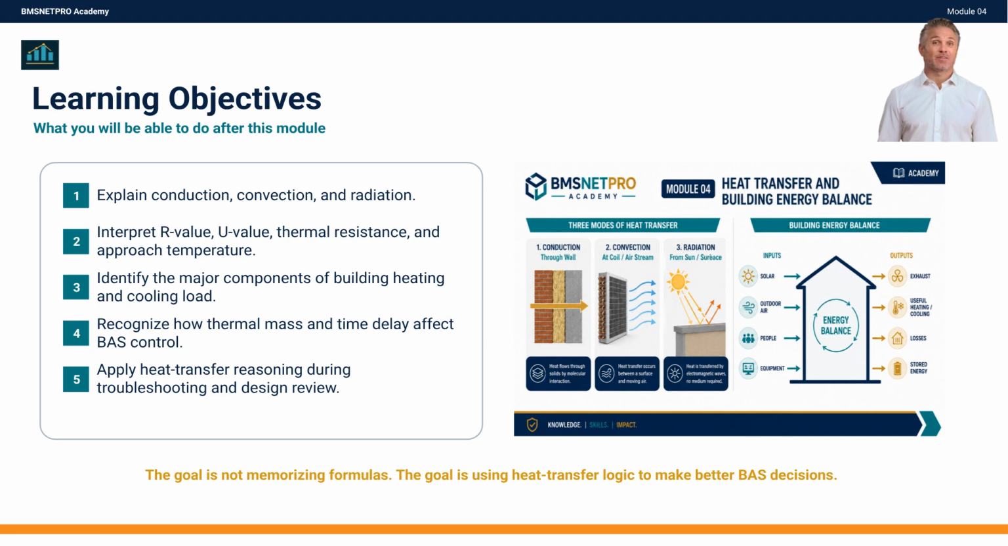For example, if a space is too warm, are we dealing with an airflow problem, a water flow problem, a sensor problem, solar load, envelope load, or simply thermal mass responding slowly? The goal is not to memorize equations. The goal is to use heat transfer reasoning as a field tool. Every calculation should help answer a practical question. What is happening, what evidence supports it, and what safe tests should we perform next?